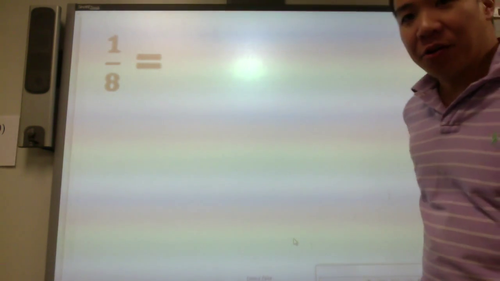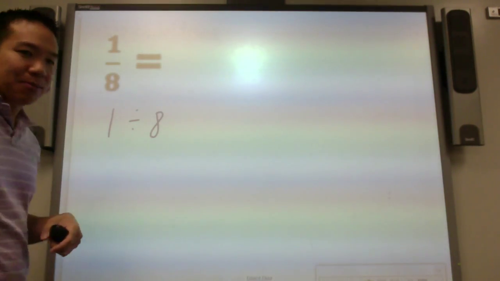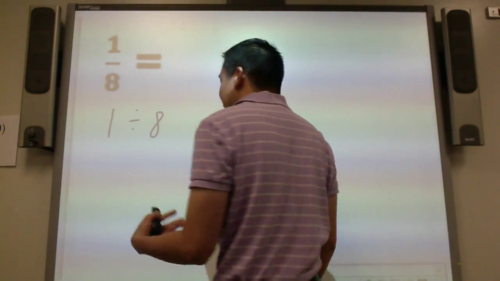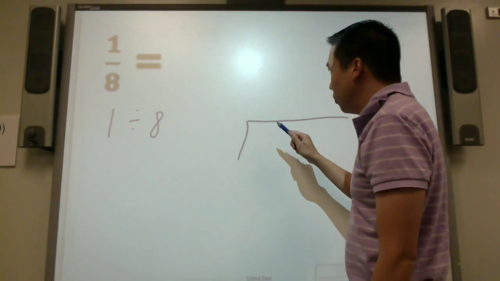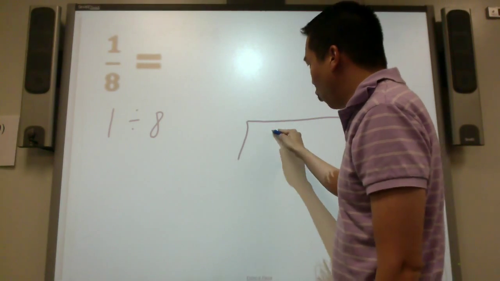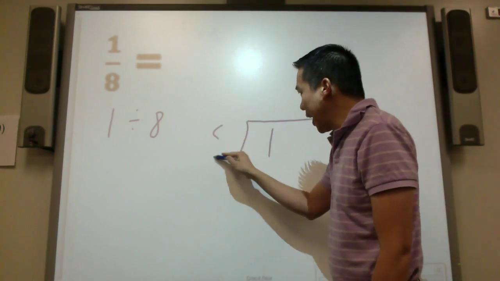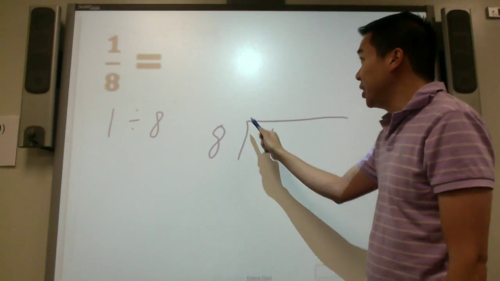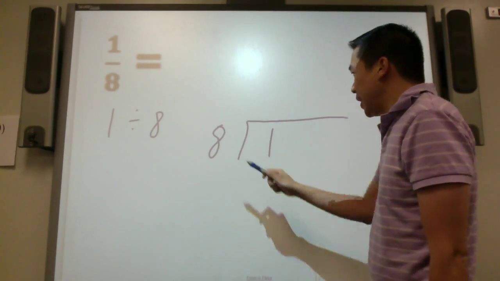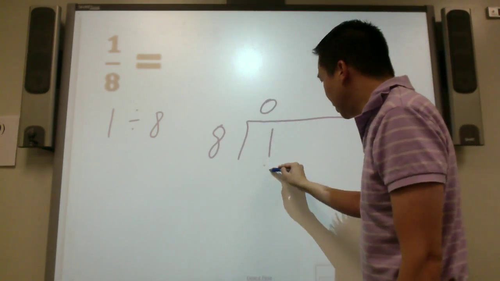All right, let's try some now. I have 1. I'm going to divide it into 8 parts. Think about it. I have $1 divided among 8 friends. So, I have 1. I'm dividing it into 8 parts. Top goes in, bottom goes out. Yep, works. Can 8 go in 1? I don't think so.